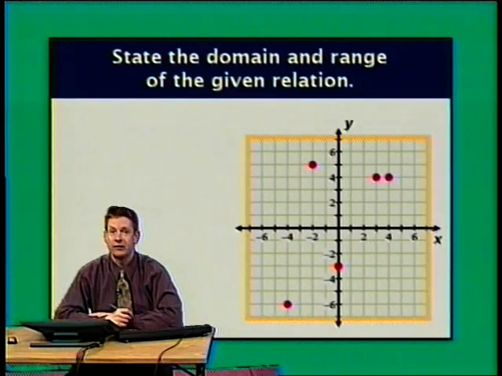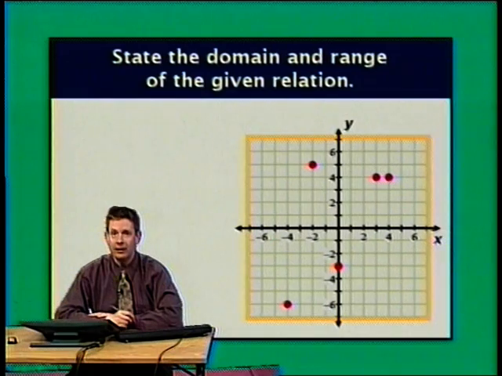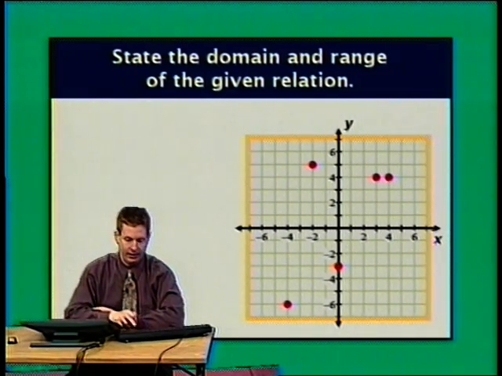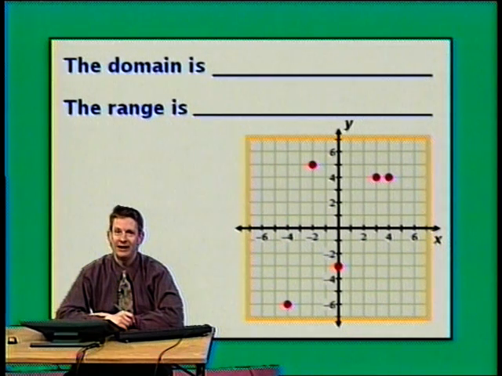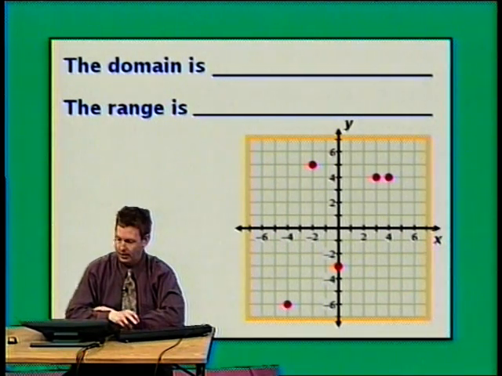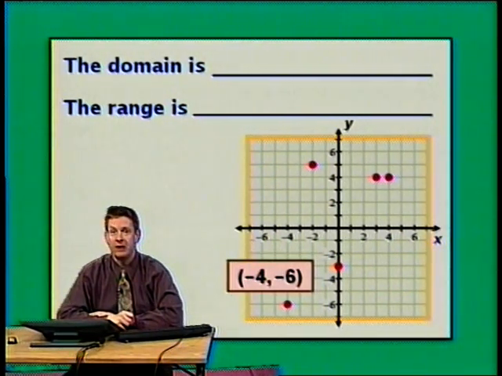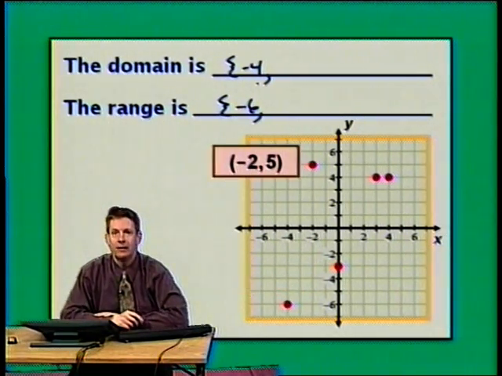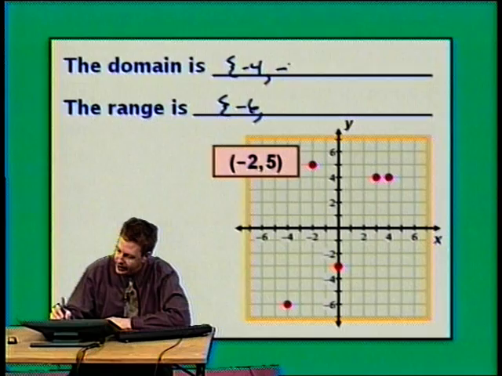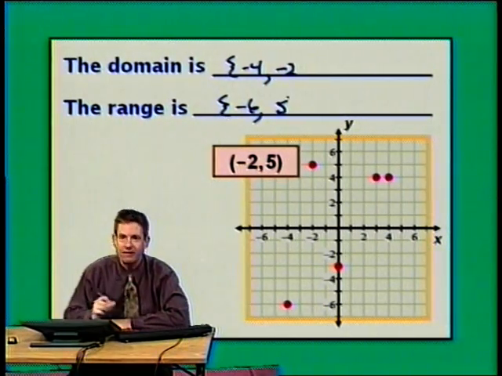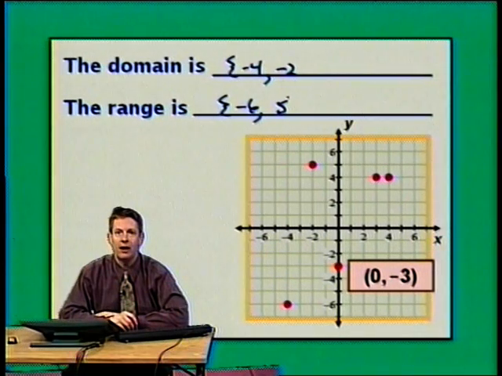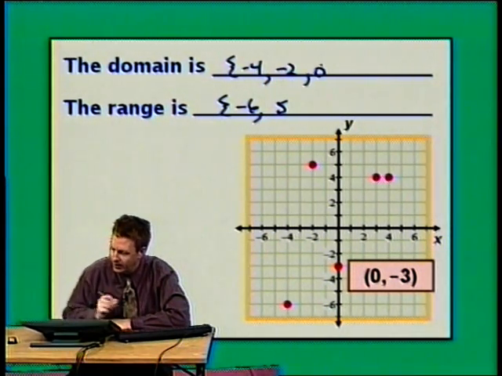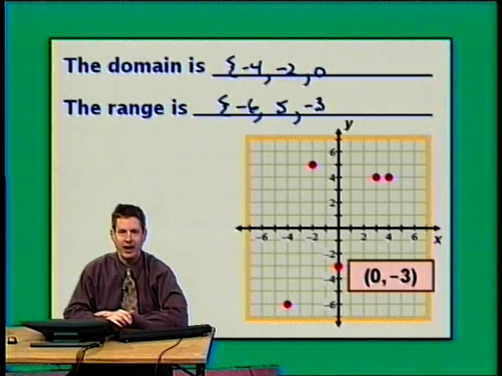Yet another way we can illustrate a set of ordered pairs is with a graph. Let's state the domain and range of this relation. I've gone ahead and made this a fill-in-the-blank type question, and so let's look at our points in a left to right order. The leftmost point is the point negative 4, negative 6. So one number that's in our domain is negative 4, and one number that's in our range is negative 6. The next point is negative 2, 5. So we can add negative 2 to our domain, and we can add 5 to our range. Moving on, we have the point 0, negative 3. 0's in the domain, negative 3 is in the range.